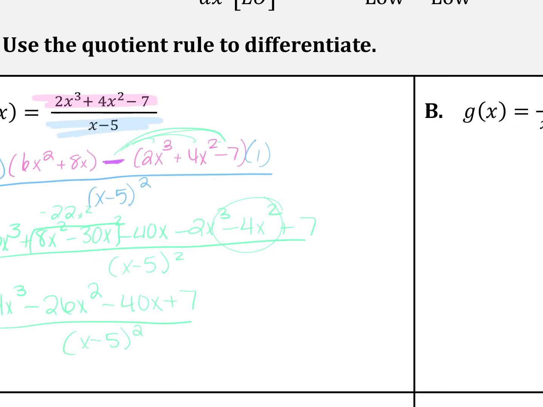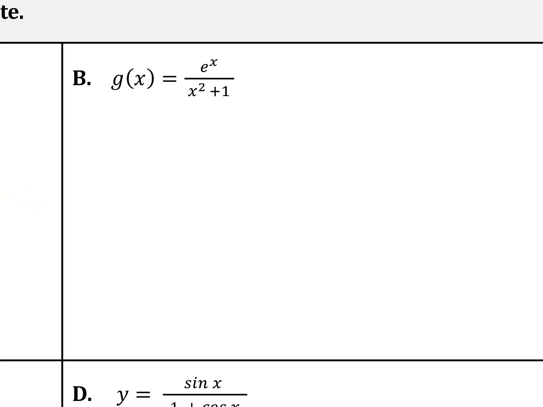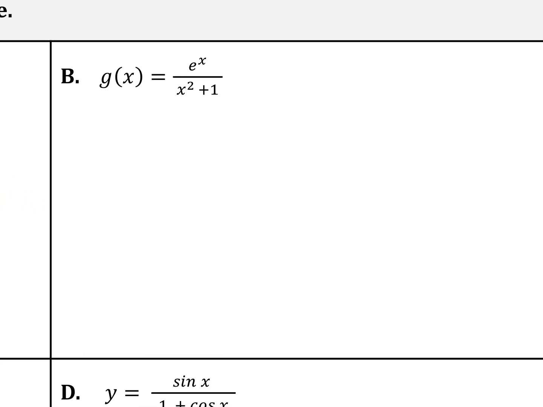All right, let's do number B, even though it's not a number. So what's the first part? Denominator times the derivative of the top, which is e to the x, minus the top times the derivative of the bottom, all over the bottom squared.